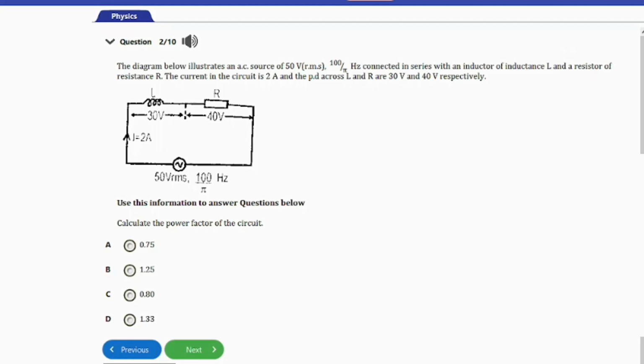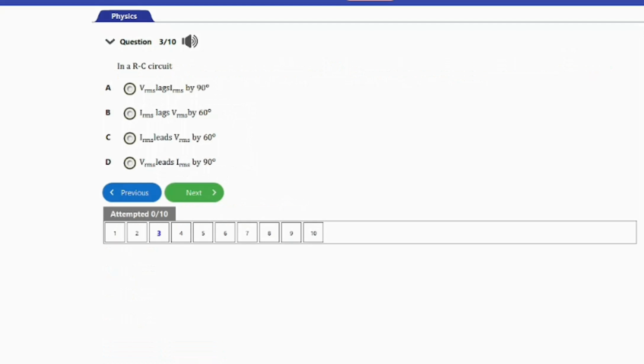So let's go ahead and consider the next question. So guys, the next question we have here is question number 3. It says, in an RC circuit, A, root mean square voltage lags root mean square current by 90 degrees. B, root mean square current lags root mean square voltage by 60 degrees. C, root mean square current leads root mean square voltage by 60 degrees. D, root mean square voltage leads root mean square current by 90 degrees.